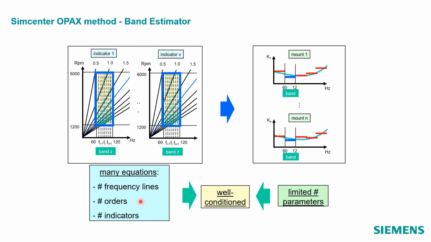Number of data cases, which is orders in this example. If it's a steady case, you could have data cases at 20 miles an hour, 30 miles an hour, 40 miles an hour, and that would increase the number of equations as well, and the number of indicators. So hopefully your matrix is going to be well conditioned, or the equations are going to be well conditioned to solve. If not, we can limit the number of parameters.